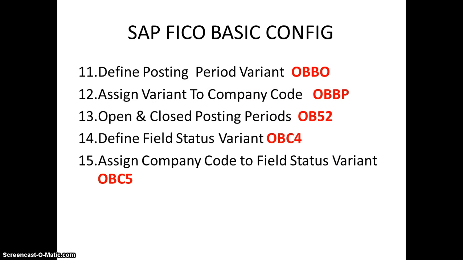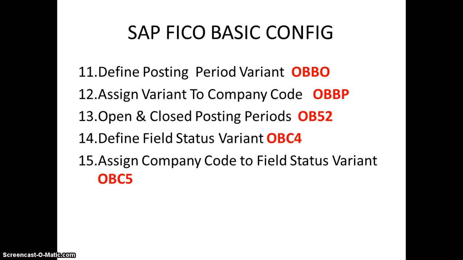We have posting period variant, variant to company code, open and close posting period variants. What are posting period variants is all those months in which you can do the modifications or do the entries. For example, if I open the posting period for July, August, September, you can create a record or you can create an entry only in those 3 months. You cannot create an entry in the other months, because I have opened only those 3 months. Okay, so we're going to discuss that in detail.